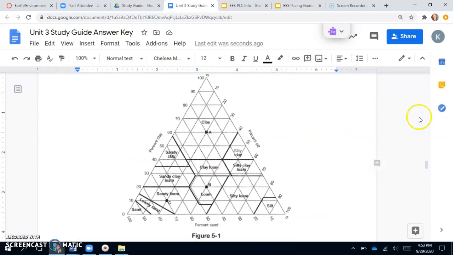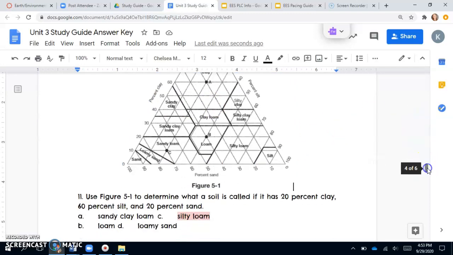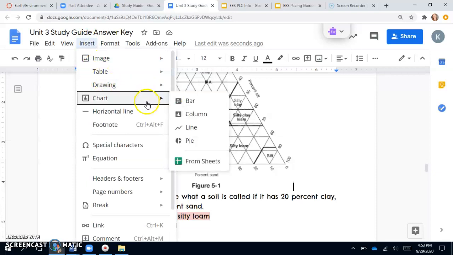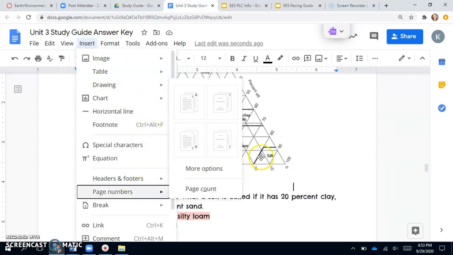That's not what I wanted to do. I might just have to use a drawing. Let's see if I can do that. Maybe not.